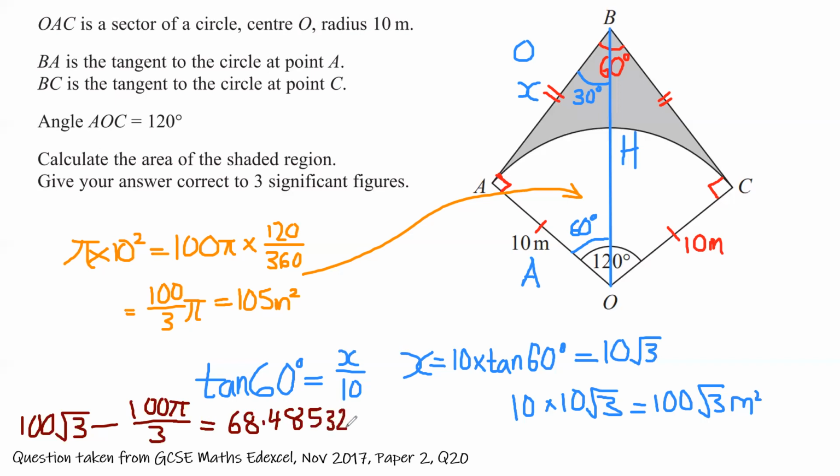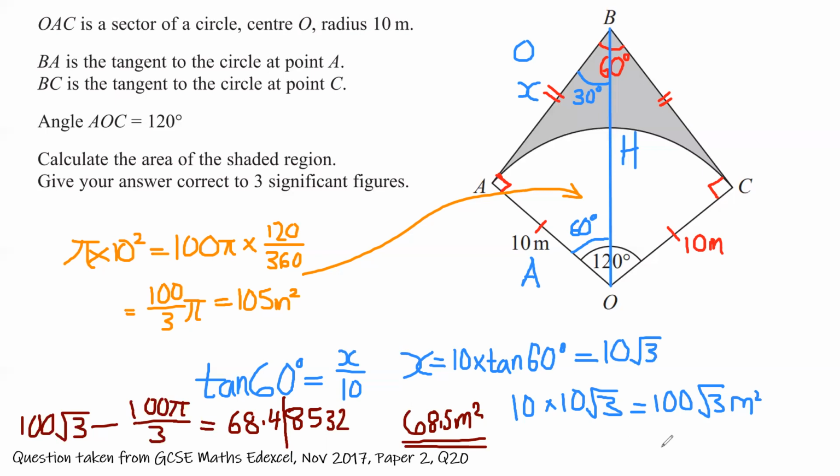Okay, but the question is asking us to give it correct to 3 significant figures. So we're going to want to chop the number here, because remember 3 significant figures includes the digits that are in front of the decimal point. So we include the 6, we include the 8, and we include this 4. But because this position here is greater than 5, then we're going to round this up. So we're going to call it 68.5 would be our final answer. And the units for that, because we're looking at an area, will be meters squared. So that there is our final answer.